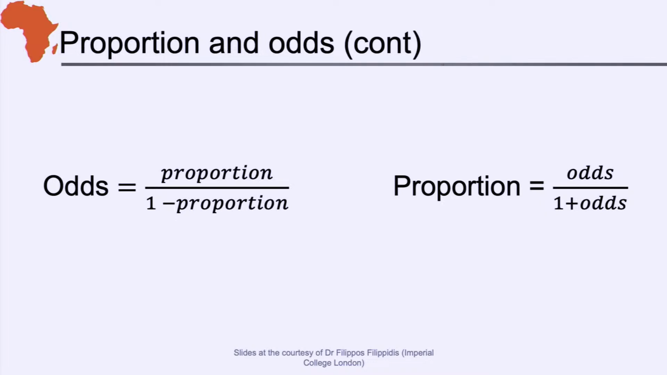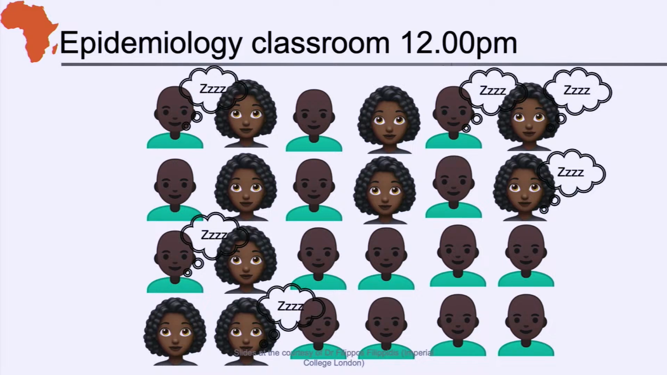So what did we calculate as being the odds? Did someone say something? 1 over 4. Yeah, it's correct, but how did you get there?